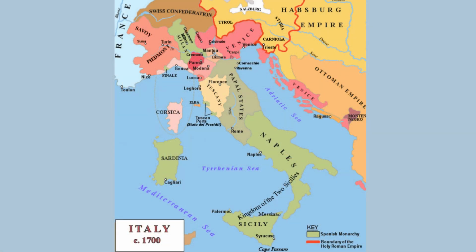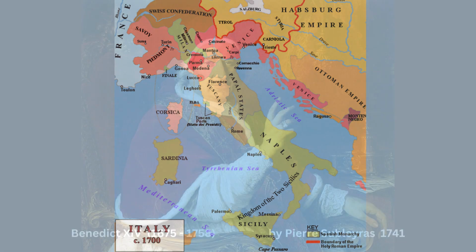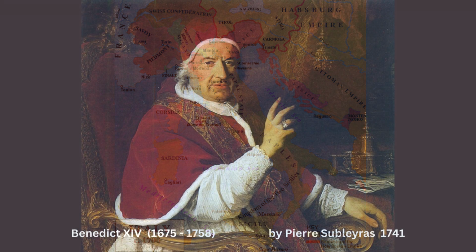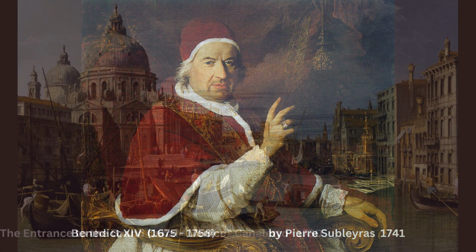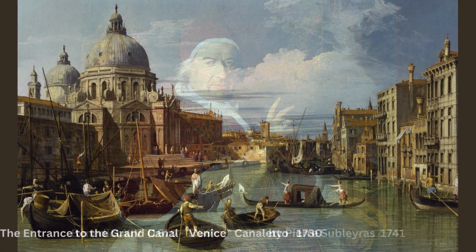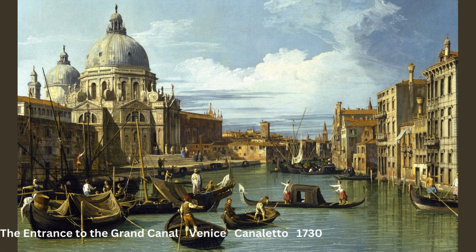Italy was slowly recovering from the devastation wrought by the Great Plague of the 17th century. Under the rule of Pope Benedict XIV, the Papal States, including Rome, embarked on a path of renewal. The pontiff was a champion of scientific inquiry and a fervent patron of the arts. 18th century Italy was a vibrant hub for artistic expression.